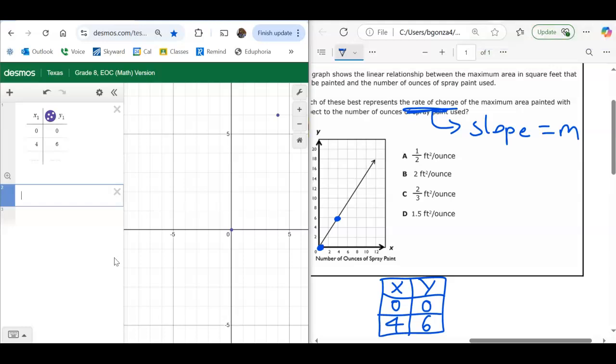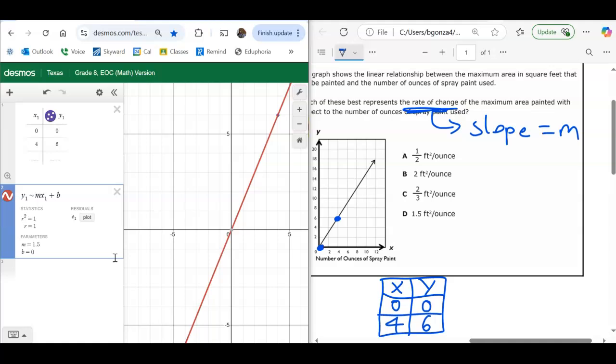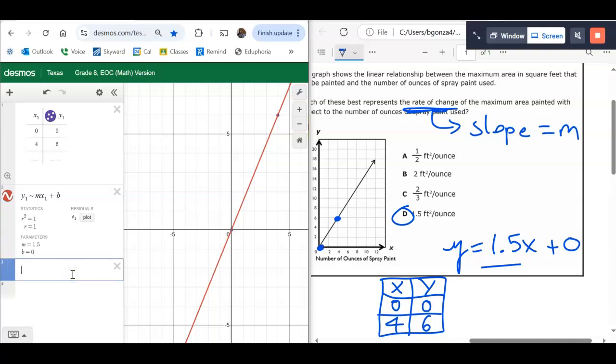It's like y equals mx plus b, but I have y1. Instead of equals, I put squiggle mx1 plus b. What's my slope? My m value is 1.5. So I got y equals 1.5x plus 0. That's my m and my b. My m slope is 1.5, and that's my answer choice.